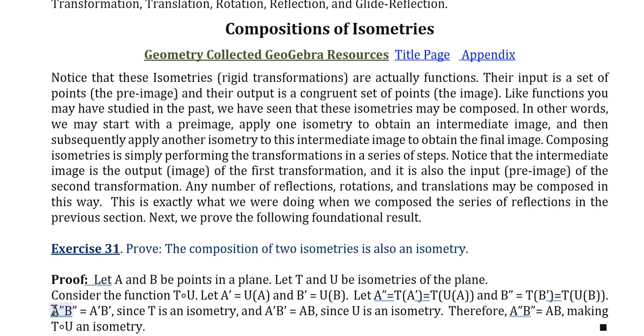And the distance from A double prime to B double prime is the distance from A prime to B prime, since T is an isometry. And the distance from A prime to B prime is the distance from A to B, since U is an isometry. Therefore, just by substitution or the transitive property of equality, the distance from A double prime to B double prime is the same as the distance from A to B. So T compose U preserves distance. It is an isometry. So it's a pretty simple proof there. Regardless of what kind of isometry we have, if you compose two of them, you're going to get some other kind of isometry.